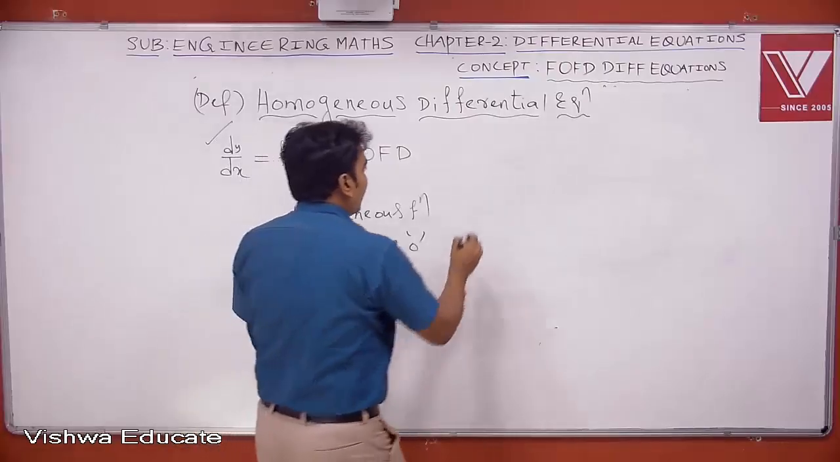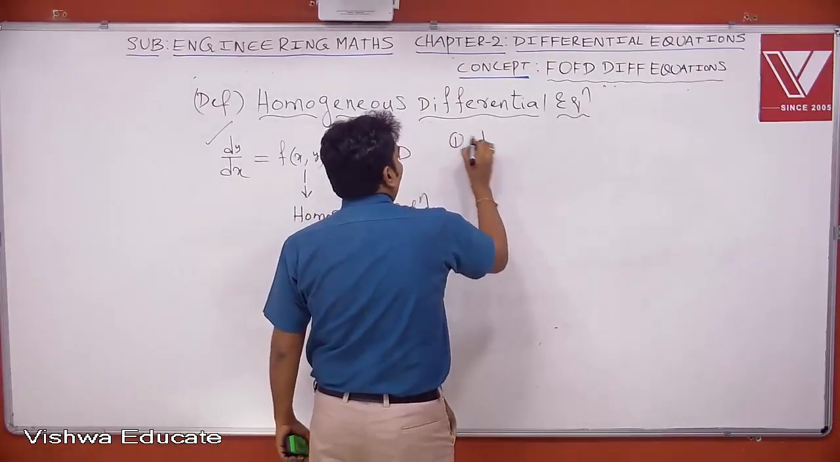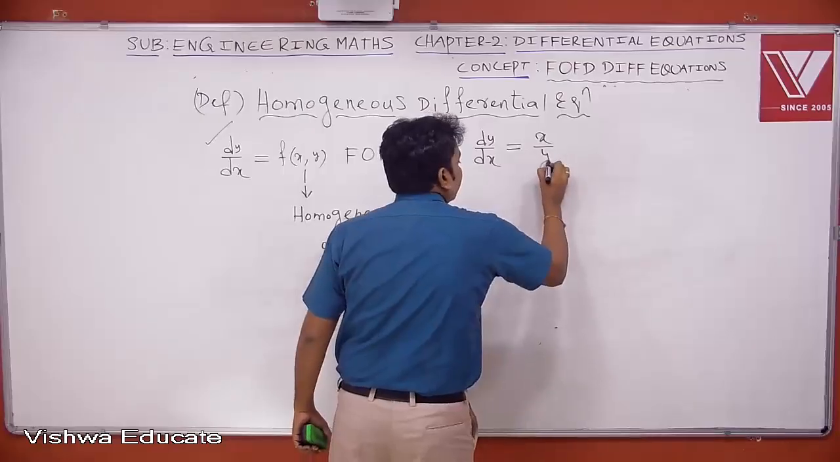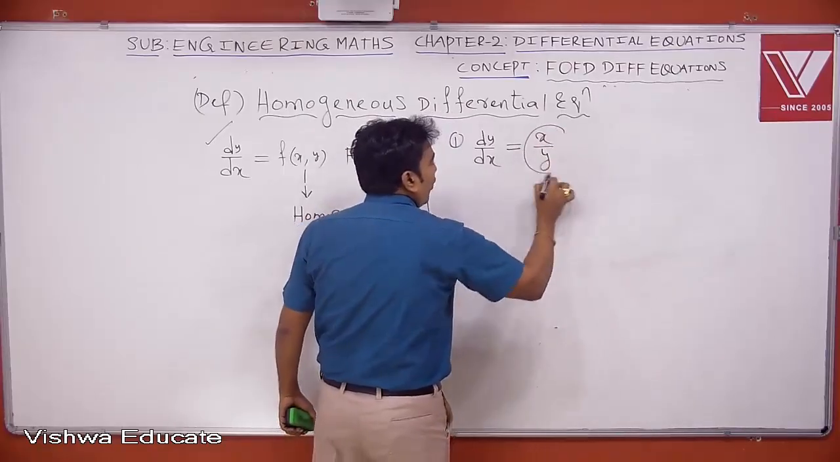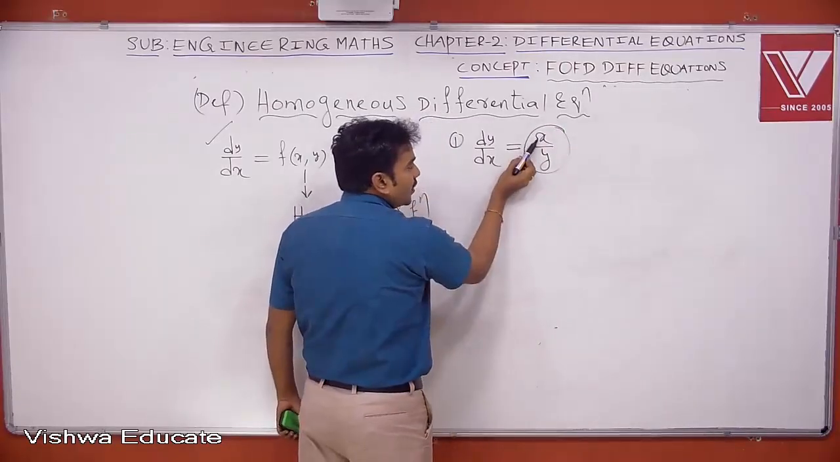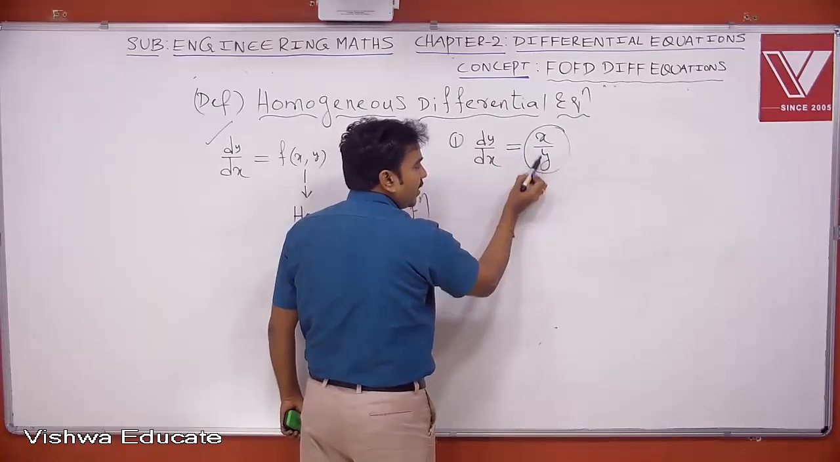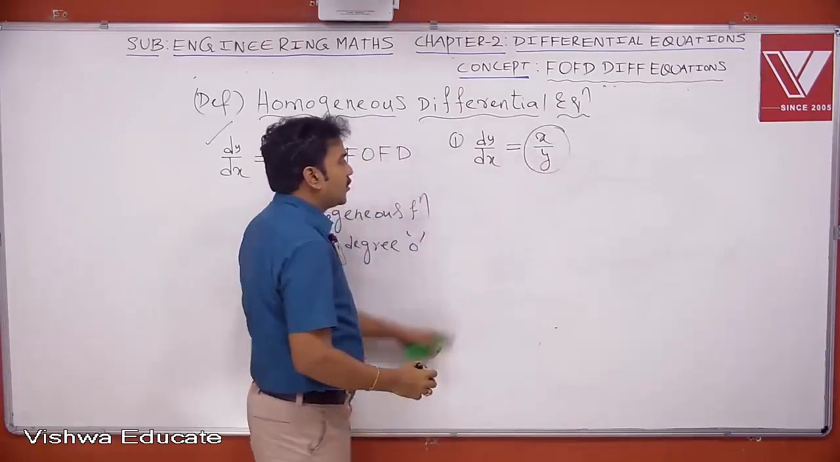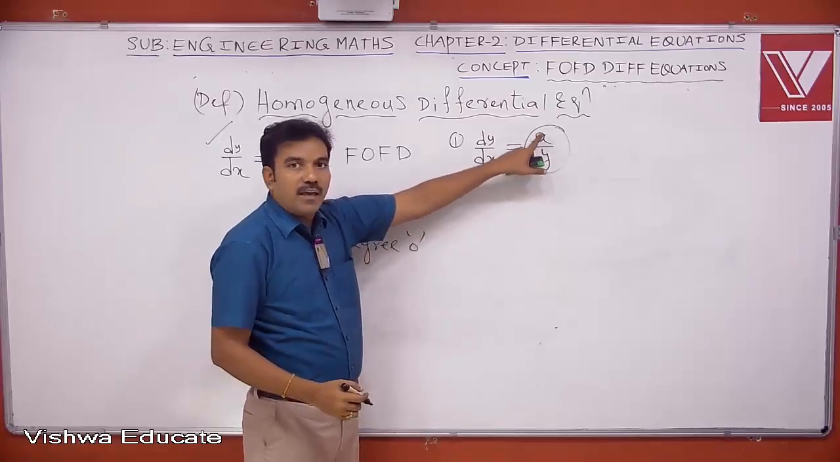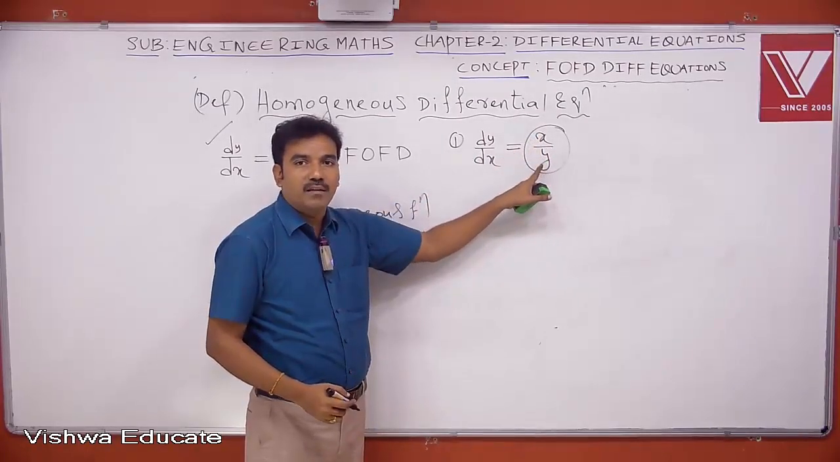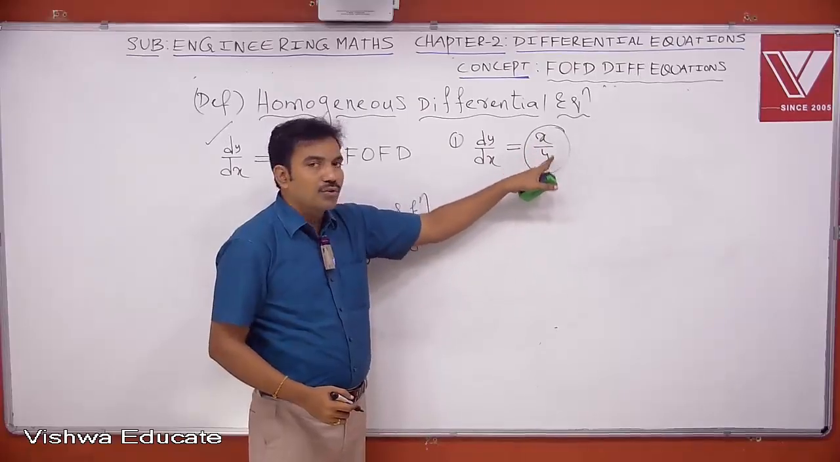Let us have one example. Suppose I have dy by dx equal to x by y. Now look, this is f of x comma y. Replace x by kx, you get kx. Replace y by ky, you get ky. The k will get cancelled. What does it mean? When you replace x by kx and y by ky, it turns to k power 0 into x by y. So it's a homogeneous function of degree 0.